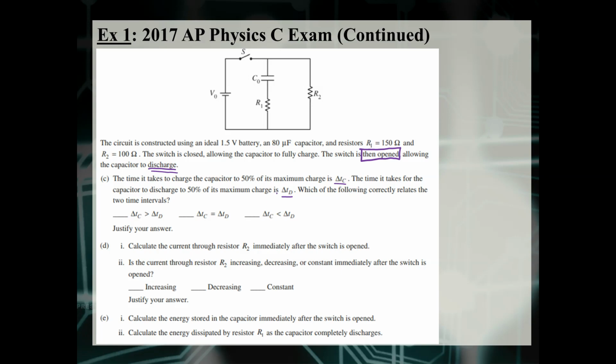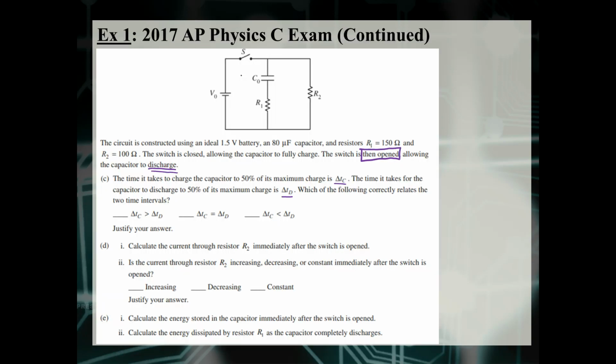So we can actually do this just by looking at the time constant. I know the time constant is the time it takes for it to get to 63.2% of the charge, but if it takes longer to get to 50% of the maximum charge, then it'll also take longer to get to 63.2% of the maximum charge. So we'll just justify that by looking at the time constant equation. Okay, so this is part C here. We'll do it up at the top.